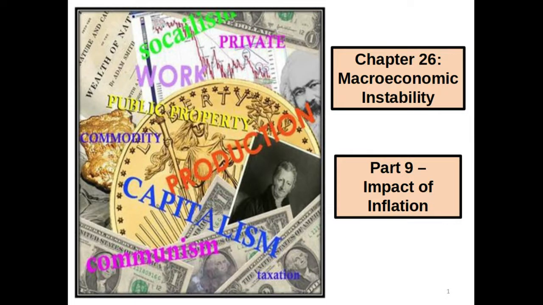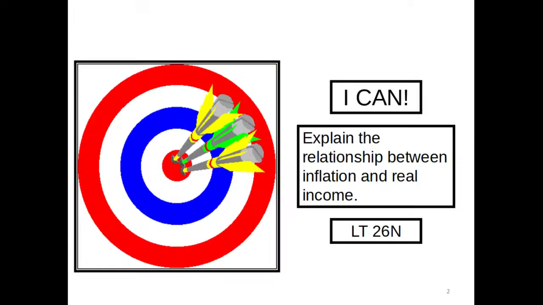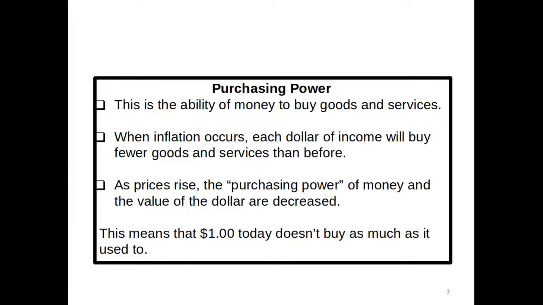So, today we're going to talk about the impacts of inflation. Now that we know what it is, why is it important? And how does it impact us? And to start with that, we're going to talk about the relationship between inflation and real income. So, what it comes down to is purchasing power. How much stuff can we buy with our money? And is our ability to buy stuff increasing or decreasing?